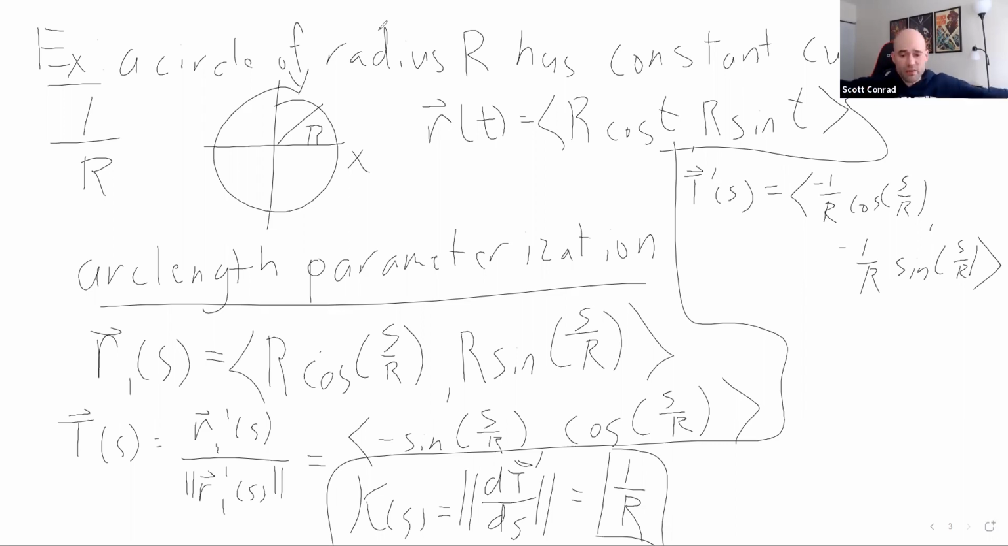So the bigger the radius, the smaller the curvature, which makes sense, right? You have a really huge circle. If you're going around it at unit speed, your direction is not changing that much. If you have a really, really tiny circle, your direction is changing really, really rapidly as you go around it. And so your curvature is much larger.